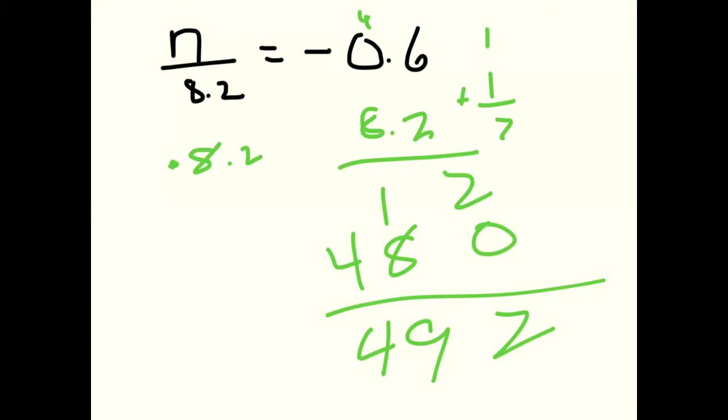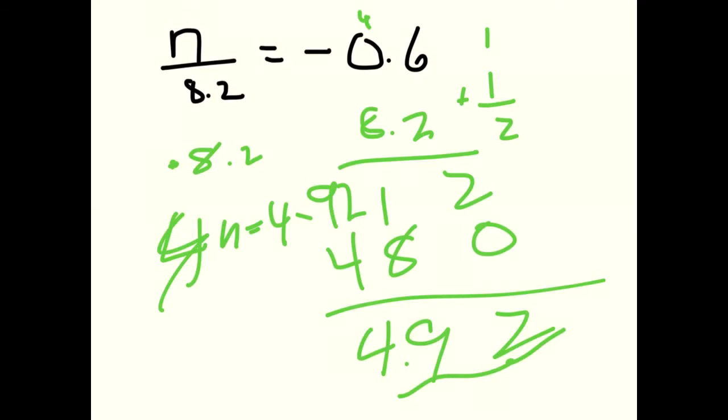1 plus 1 is 2. And go over 2 times. And then n equals 4.92.